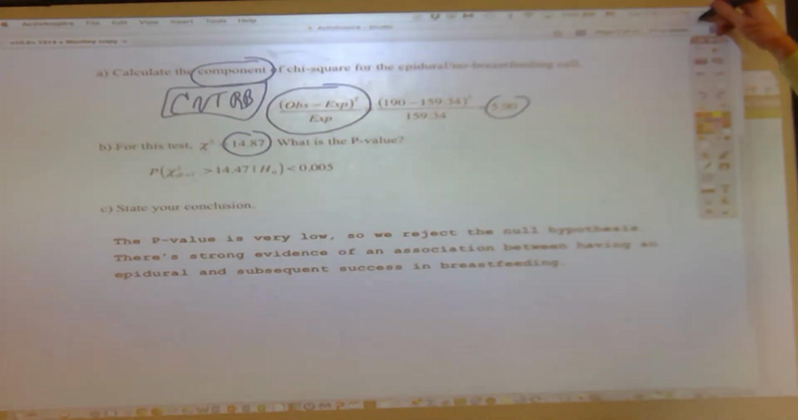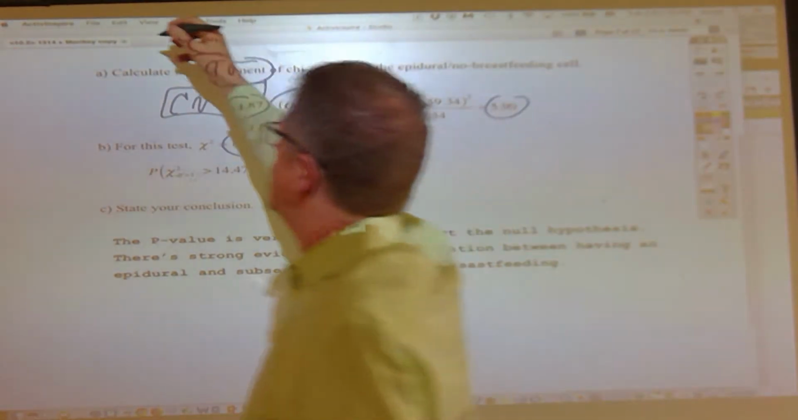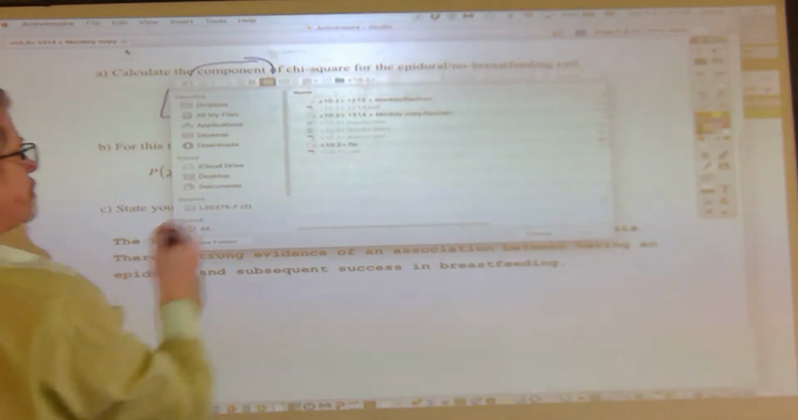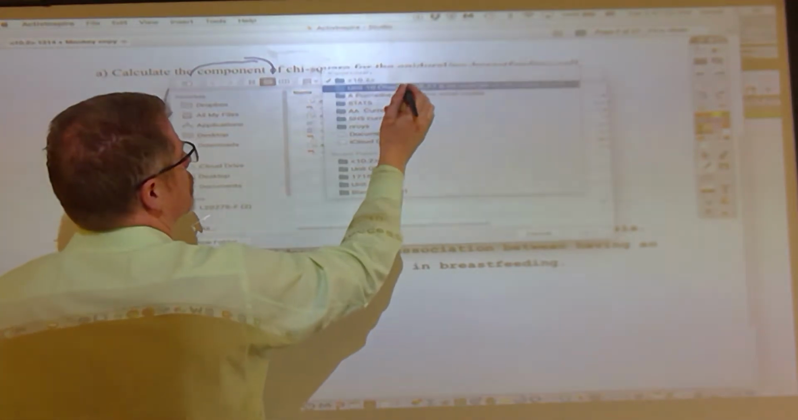So the other handout that you had yesterday was the 14.3 handout. Please take that out, please. 14.3 handout. Or I'm sorry, the 10.3 handout.